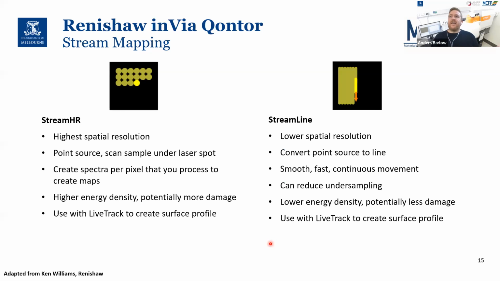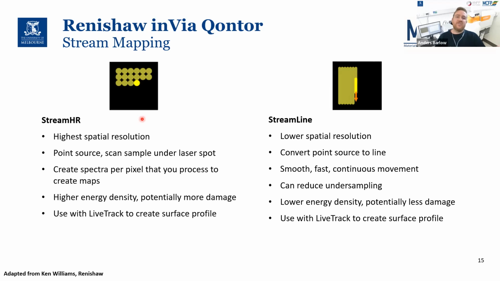So the first part I want to highlight are the two fast mapping modes on the inVia Qontor instrument. And these modes are called stream. So we have two different modes here, StreamHR and Streamline on our instrument. And I think from these diagrams, you probably identify the difference between these two. Basically, StreamHR here is using a point source as our excitation, whereas Streamline is using a line source as our excitation. And what we're doing is we're shifting the sample underneath the laser spot and collecting the data as we go. And with these stream modes, these are faster than the standard map area acquisitions on the instrument because the stage is effectively always in motion when you're operating at the highest speed.